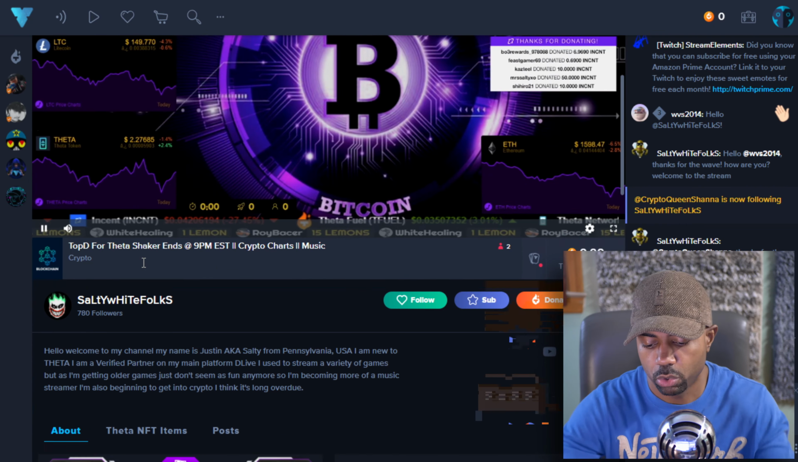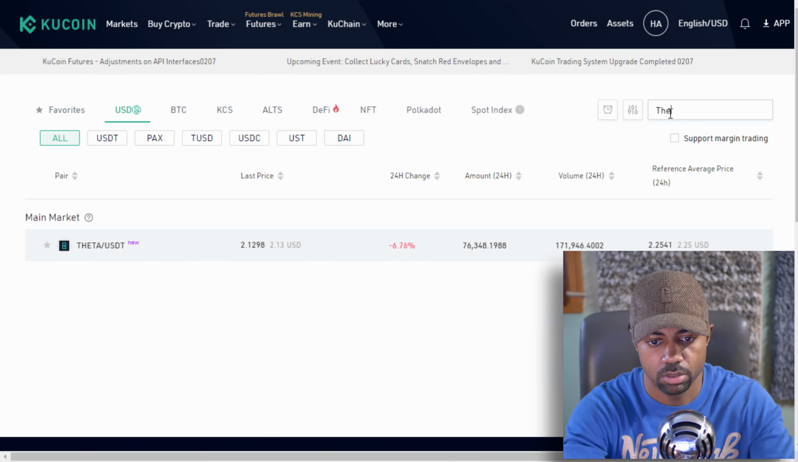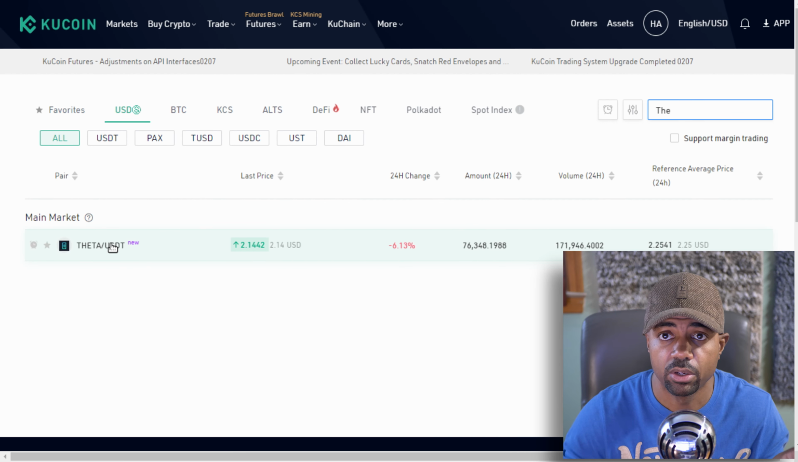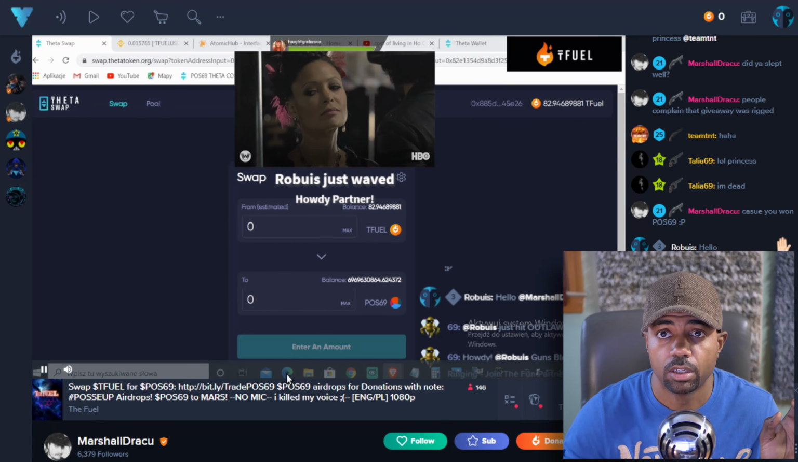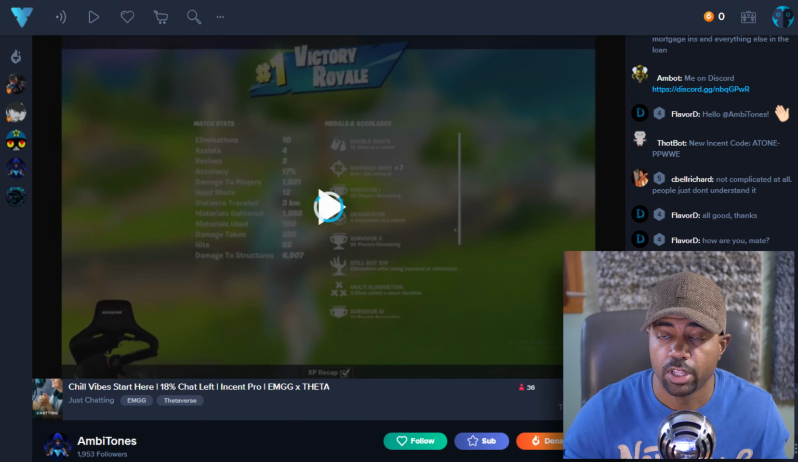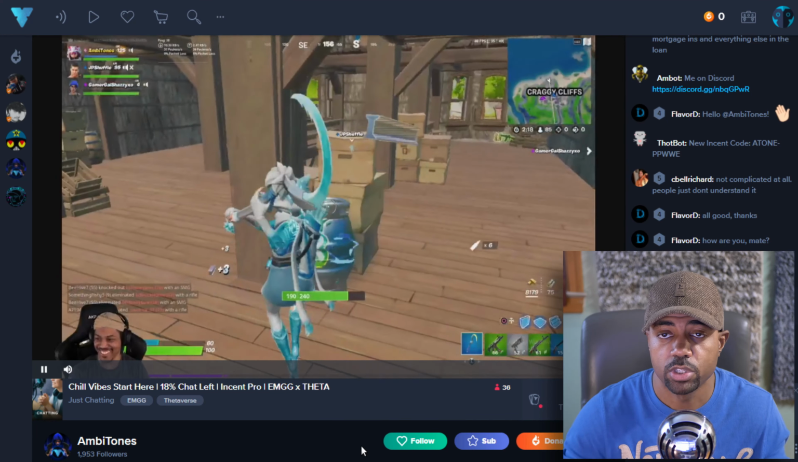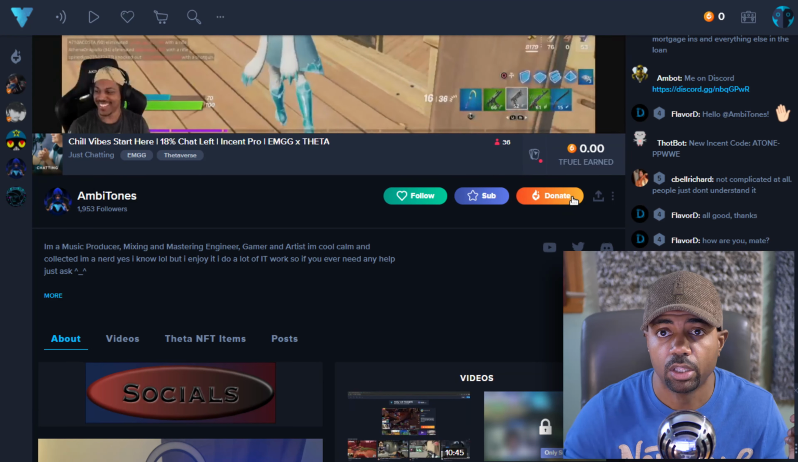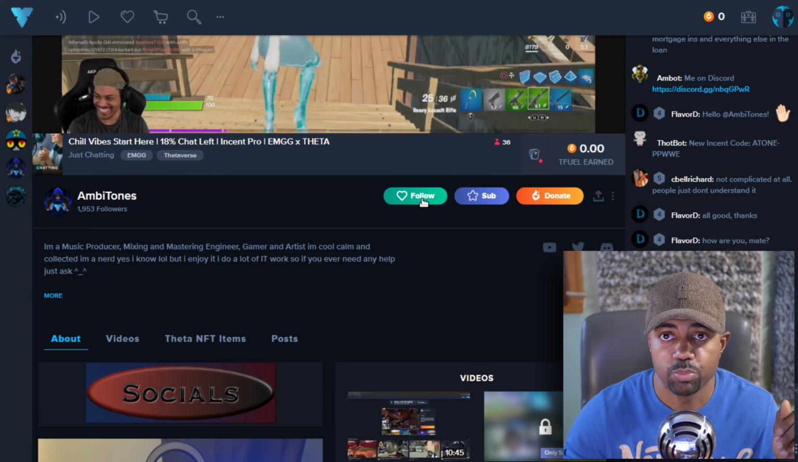So let's search THETA, boom, there it is, THETA USDT, and it is new. So you can trade THETA, you can buy THETA using Kucoin, and you can be a US resident to use Kucoin as well. So that's one hurdle that's solved, because a lot of people were having problems buying the THETA token because it was only on binance.com, and you cannot be a US resident to use binance.com.